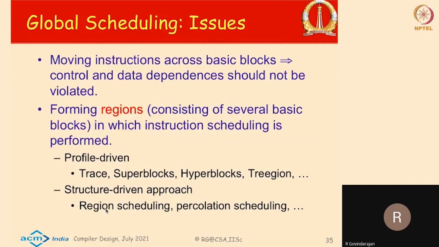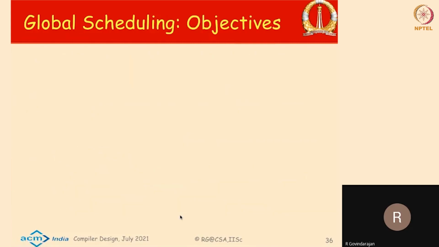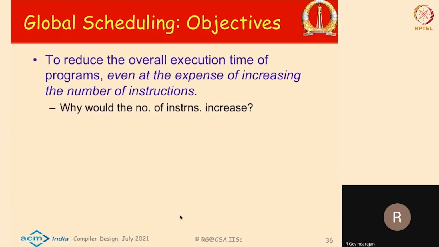I'm going to do this very quickly because we don't have a lot of time. There are many ways of doing this, and I'm going to talk about 2 of them. One is called trace-based global scheduling. The other one is called superblock scheduling. There are also other kinds of methods which I have listed here. And let's just see what the objective is. The objective of global instruction scheduling is that you don't worry about these individual basic blocks or certain paths.